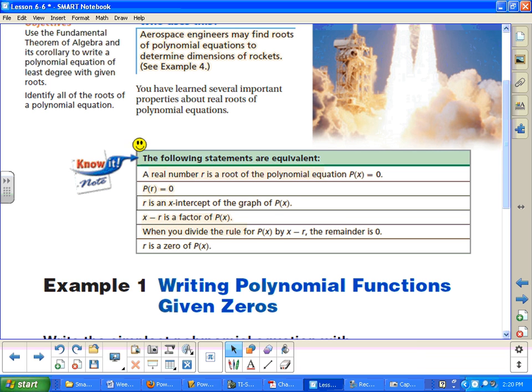It says a real number r is a root of the polynomial equation p of x equals 0. So if r is a root of the polynomial equation, then if I replace x with r, I'm going to get 0. We did that, right? Did that a couple lessons ago. It means r is an x-intercept of the graph. Okay? So if it's a root, that means it crosses the x-axis at that point. We just did that, right? We're looking at where lines cross the x-axis.